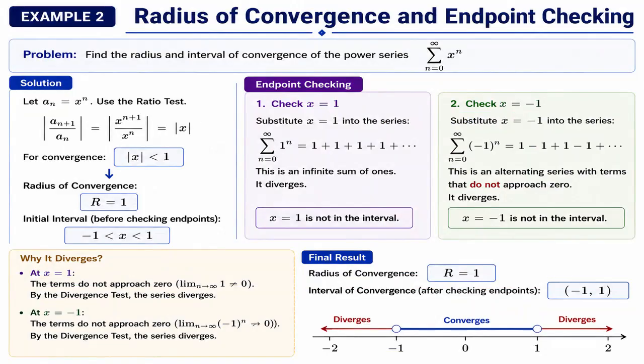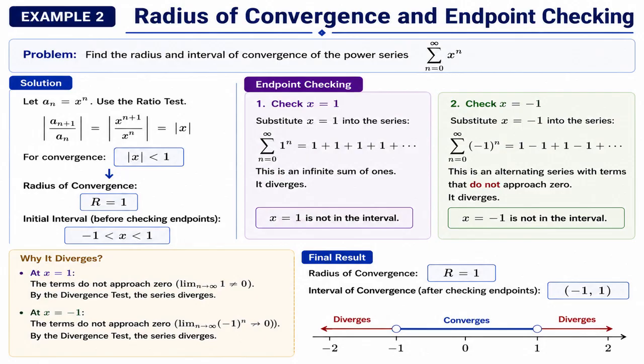Now consider the geometric power series. Again, we apply the ratio test. The ratio of consecutive terms becomes the absolute value of x. For convergence, this quantity must be less than 1. Therefore, the radius of convergence is 1, and the initial interval is from -1 to 1. Now we check the endpoints.